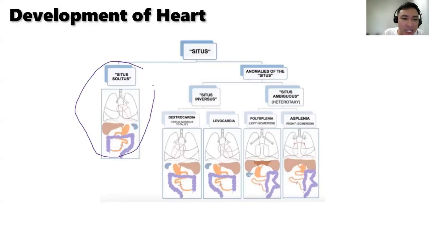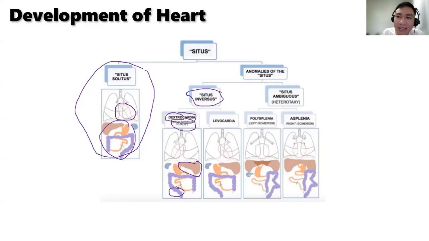This is the normal, situs solitus. The heart is to the left, and the position of the organs is normal. When we have situs inversus, meaning the organs are inverted, you'll notice the liver is on the left side and the sigmoid colon is on the right side. It's reversed, right? The liver should be on the right side and the sigmoid colon on the left side. So the orientation of the organs is flipped.